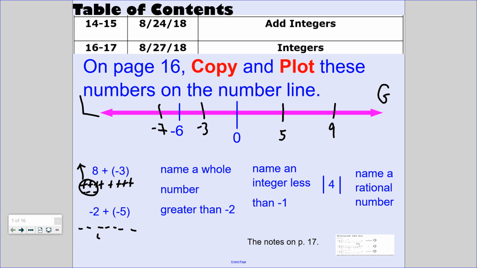That's less than -1. What's the absolute value of 4? How far is 4 from 0? What's the distance of 4 from 0? 4 units. So 4. And name a rational number. A rational number could be any number. Could be a whole number. Could be an integer. Any number that could be written in fraction form, decimal and fraction. So I'm going to do 2.5. And that is my open number line.